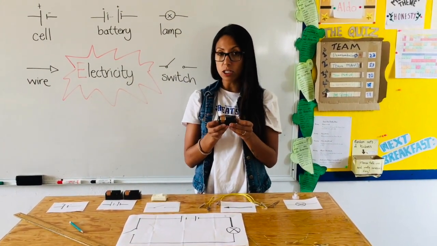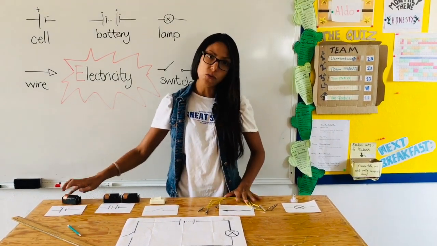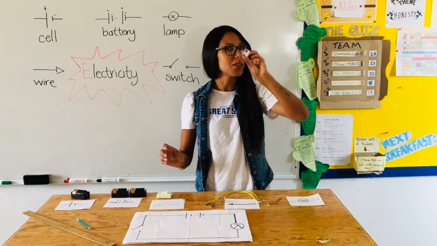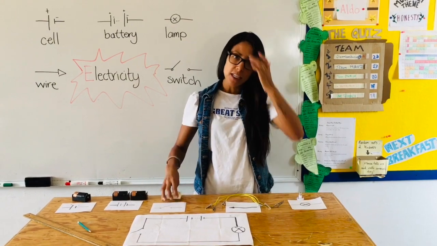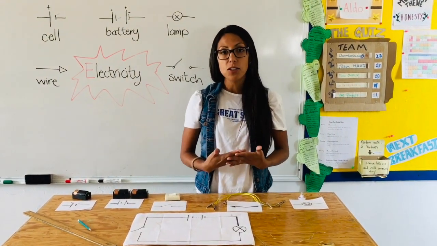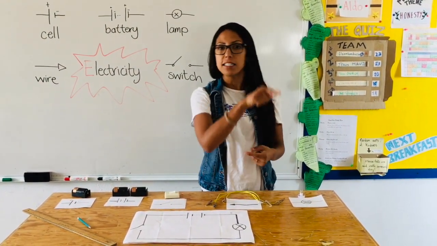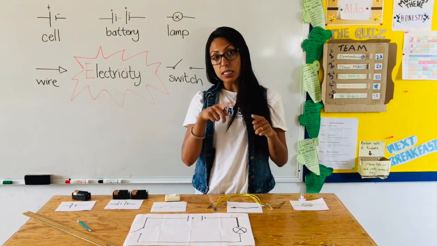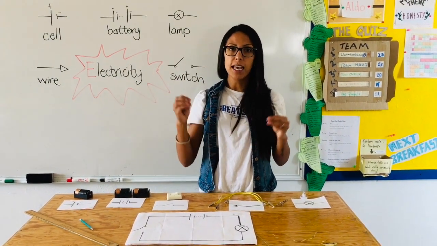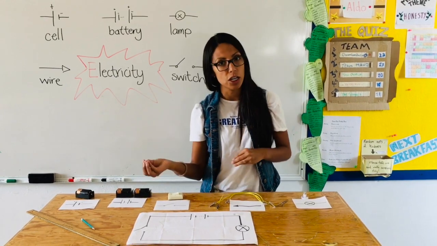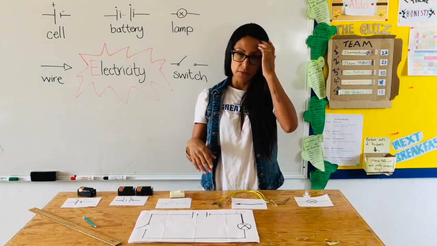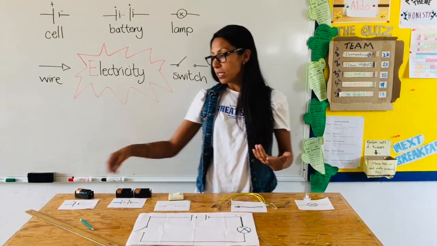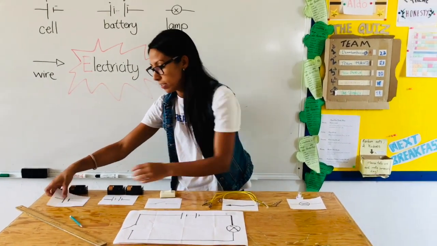So we're going to be using cells, batteries, wires, light bulbs or lamps, and a switch. We're going to learn how to make a circuit to make the electricity flow around and make things work. Turn them on and off. So first I want you to know the symbols of these things.